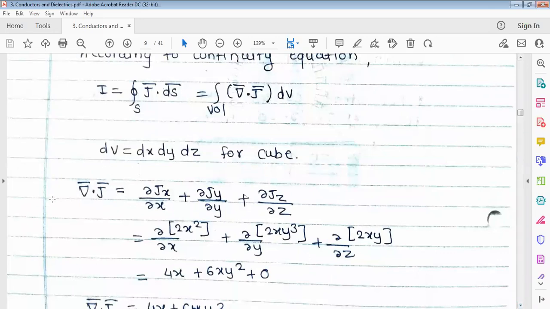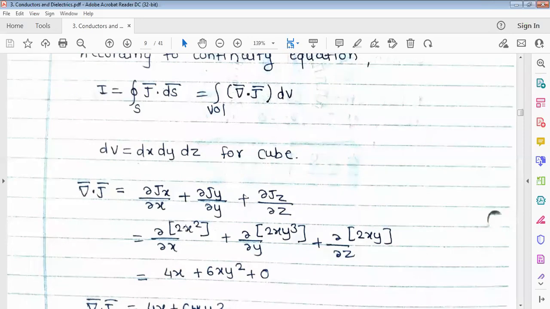Okay, so when I take the dot product, that is del dot J bar is equal to ∂/∂x of Jx plus ∂/∂y of Jy plus ∂/∂z of Jz, right? Now I want to find this Jx, Jy and Jz. So how to find this Jx? From which equation?